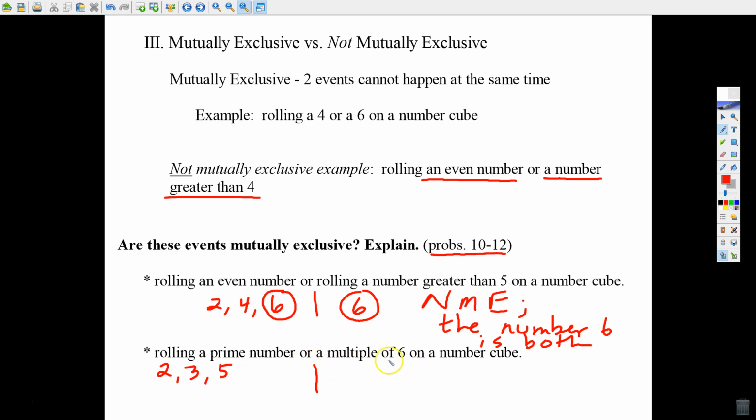Okay, let's jump over here. Multiples of 6 on the number cube. You know what the multiples of 6 are? The multiples of 6 are 6, 12, 18, 24, 30, 36. They start with 6 and then you just add 6 each time. So how many multiples of 6 are there on the number cube? 1. It's the number 6. So do we have any numbers that appear in both? We do not. So this is considered mutually exclusive.